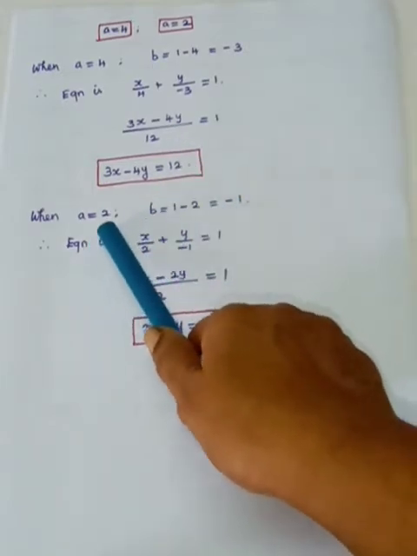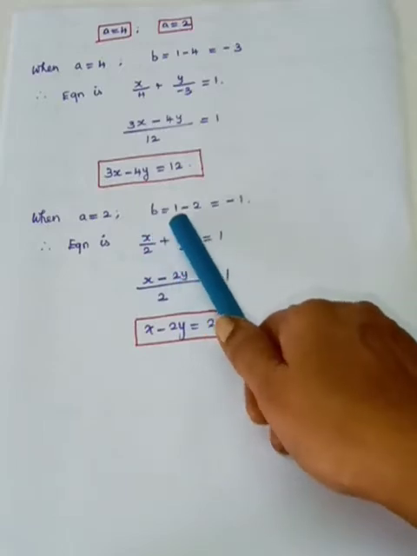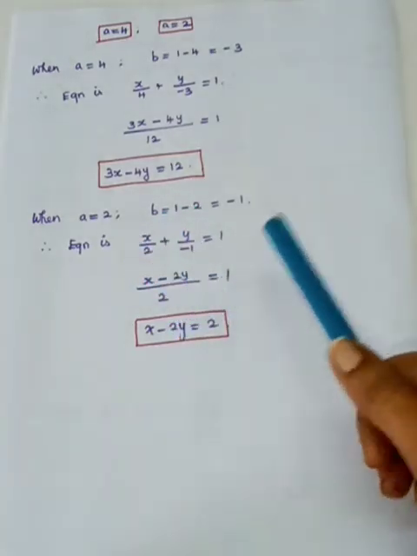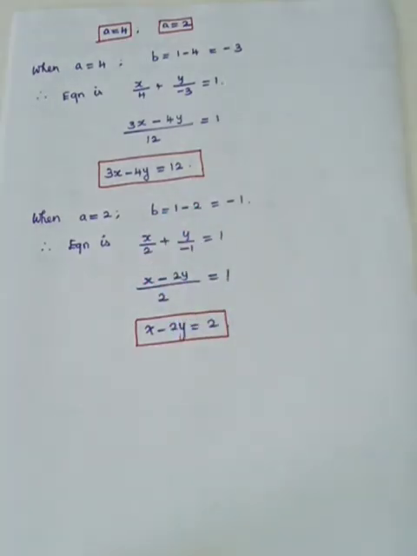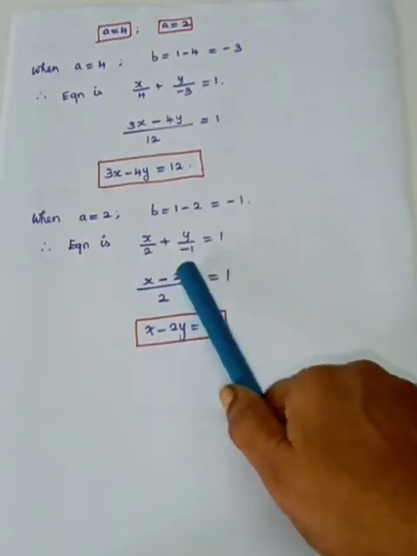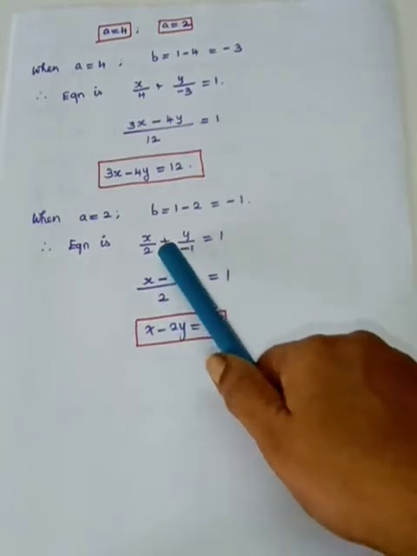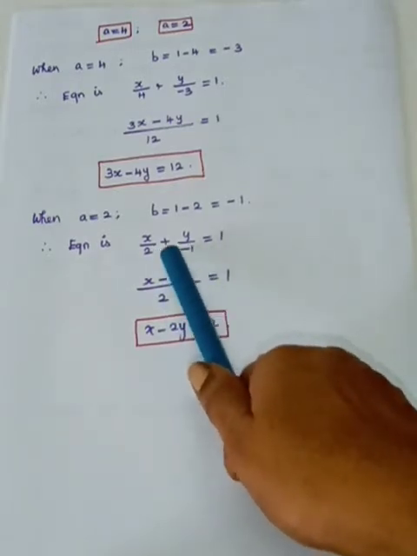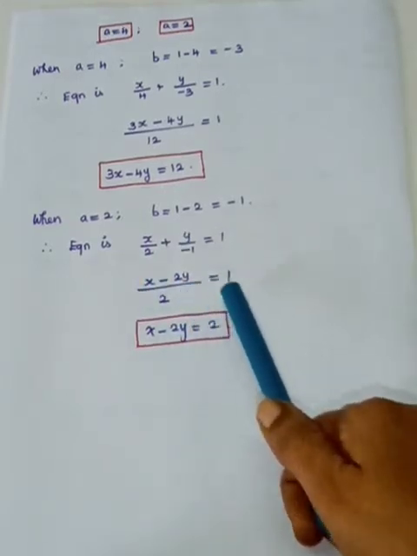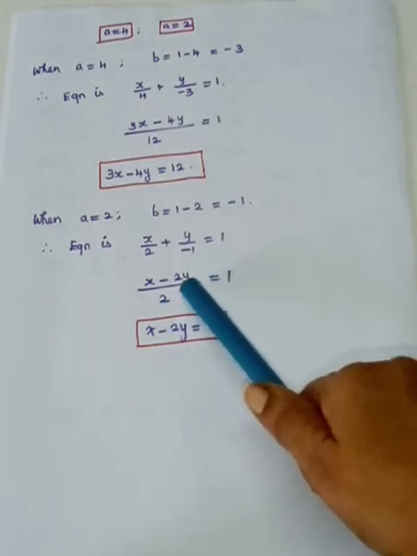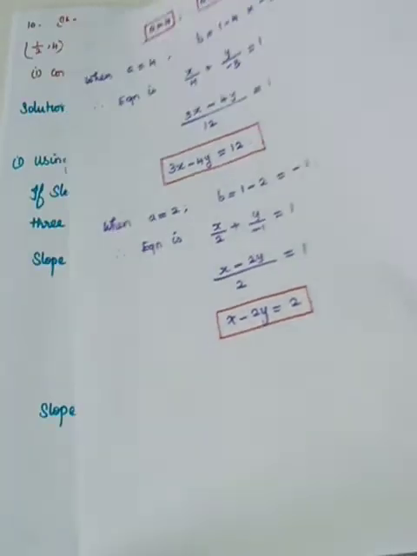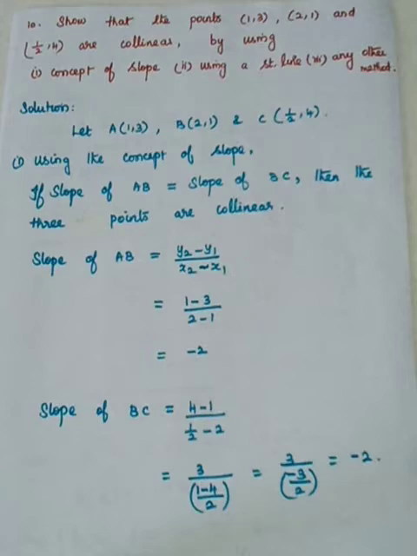So next one, a is equal to 2 means b is 1 minus a. So 1 minus 2, that is minus 1. So a and b values have to be substituted in which equation? x by a plus y by b is equal to 1. So a you substitute 2 and b you substitute minus 1. Here what is the LCM? 2. This minus you give to the numerator. Plus by minus is minus, so it will become minus y. So when you take LCM, it is minus 2y, that is equal to 1. So when you cross multiply, 2 into 1 is 2. So the equation is x minus 2y is equal to 2. And coming to problem number 10.